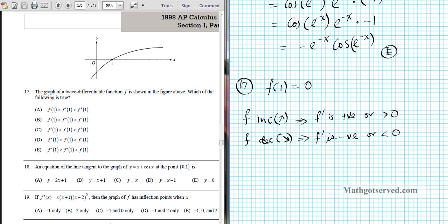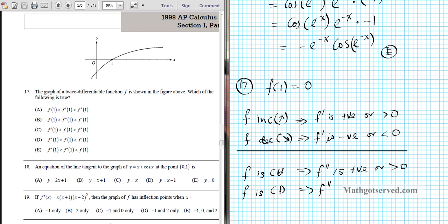Okay, so this is the connection between f and f prime. How about f and f double prime? Well, what is the connection between f and f double prime? Let's review that real quick. If f is concave up, then f double prime is going to be positive, or greater than 0. And if f is concave down, basically the concavity is downwards, then f double prime is going to be negative, or less than 0.